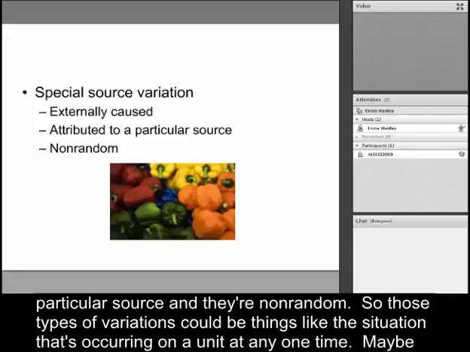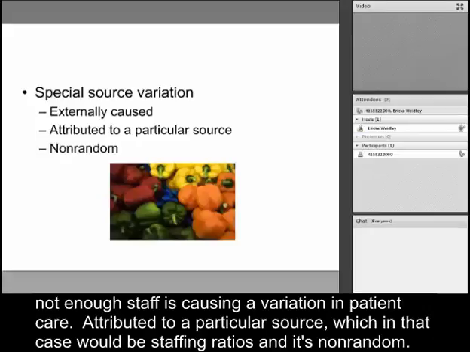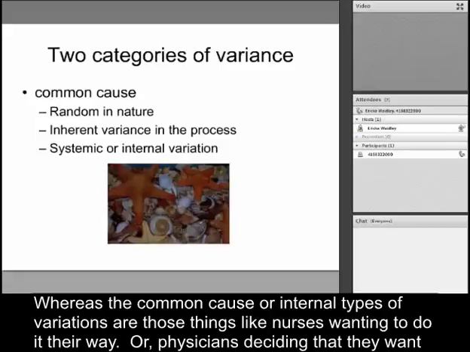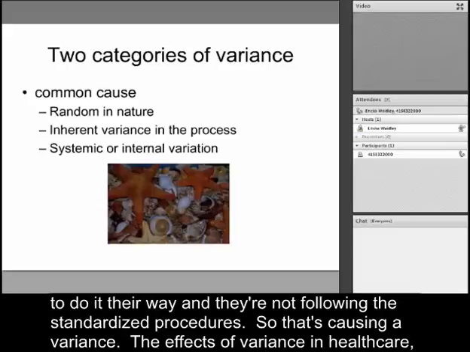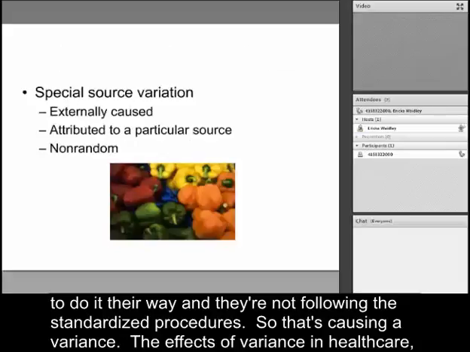So these types of variations could be things like the situation that's occurring on a unit at any one time. Maybe not enough staff is causing a variation in patient care. Attributed to a particular source, which in that case would be staffing ratios, and it's non-random. Whereas the common cause or internal types of variations are those things like nurses wanting to do it their way, or physicians deciding that they want to do it their way, and they're not following the standardized procedures, so that's causing a variance.